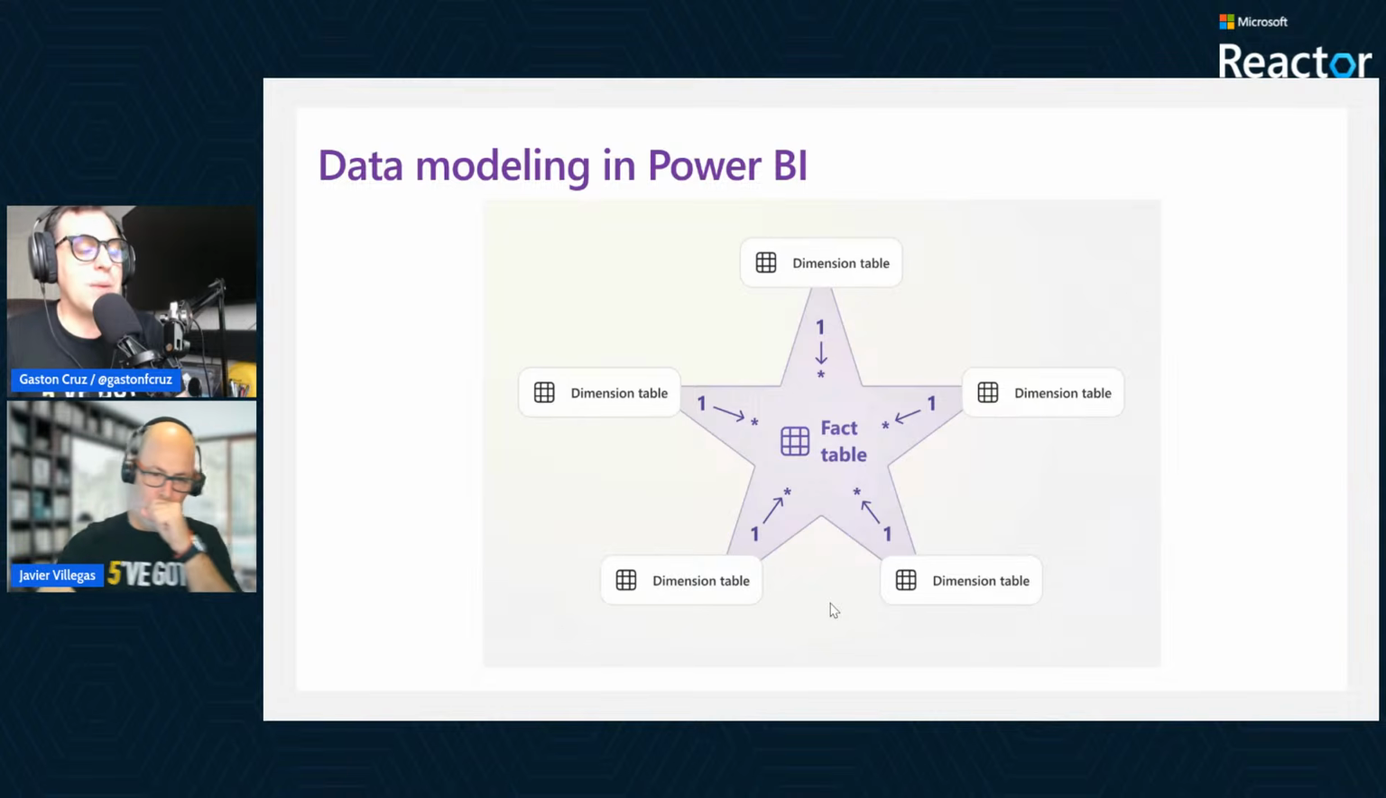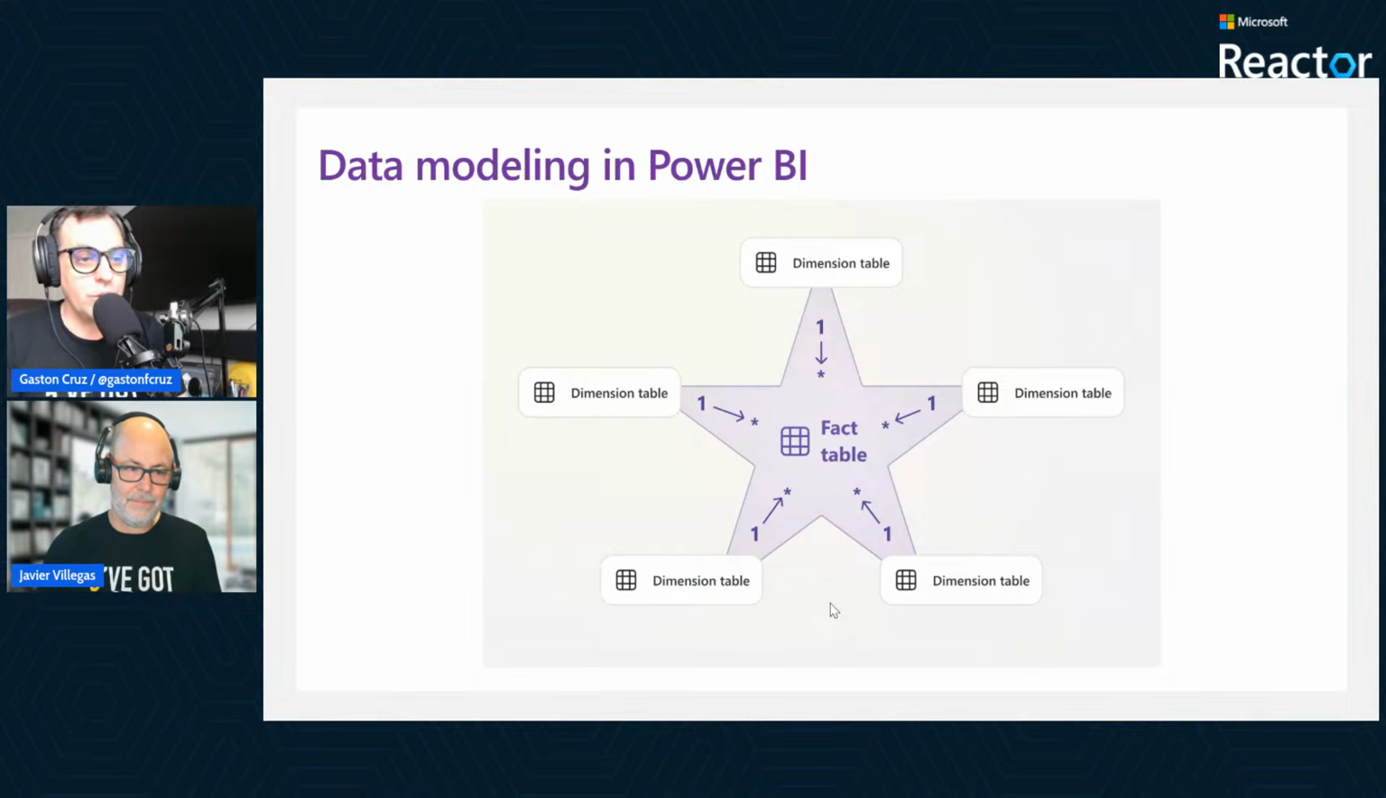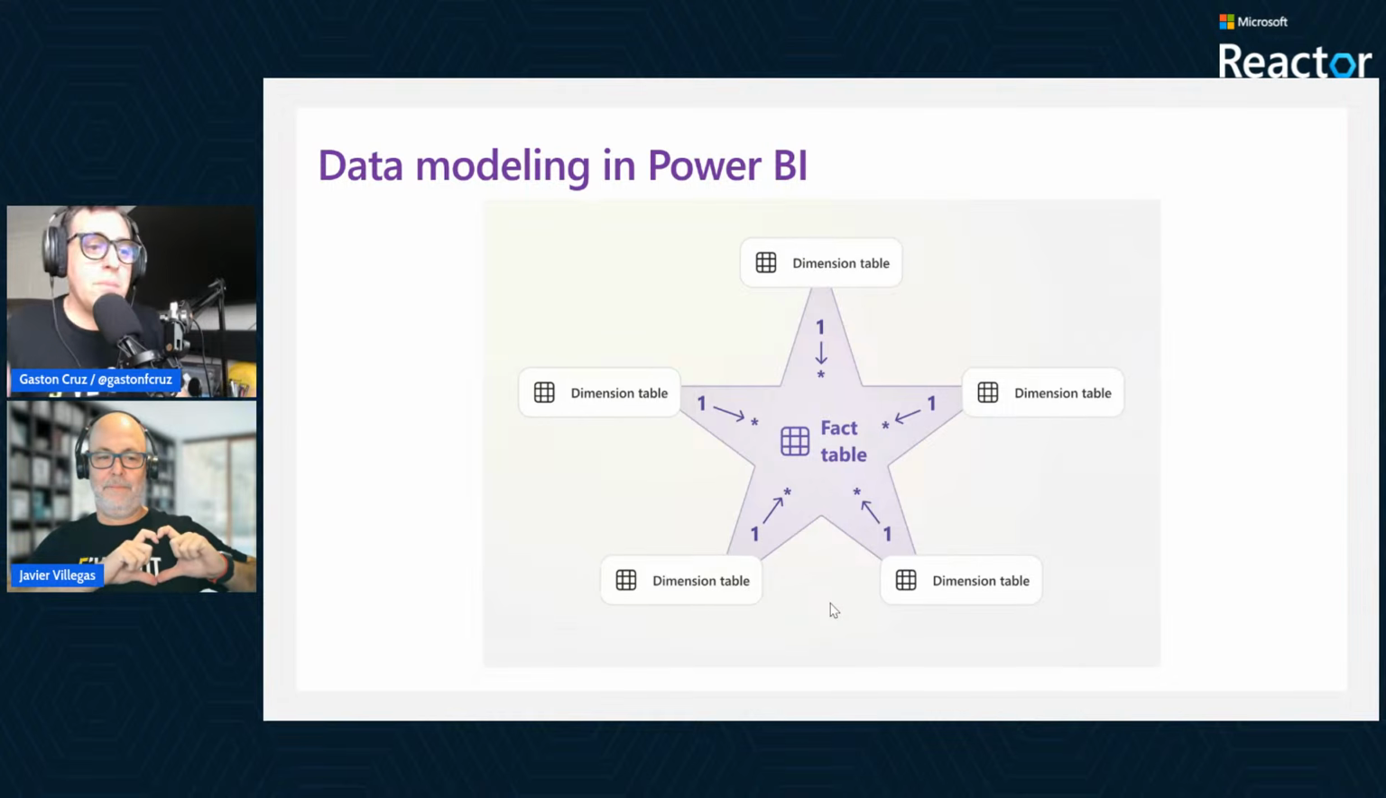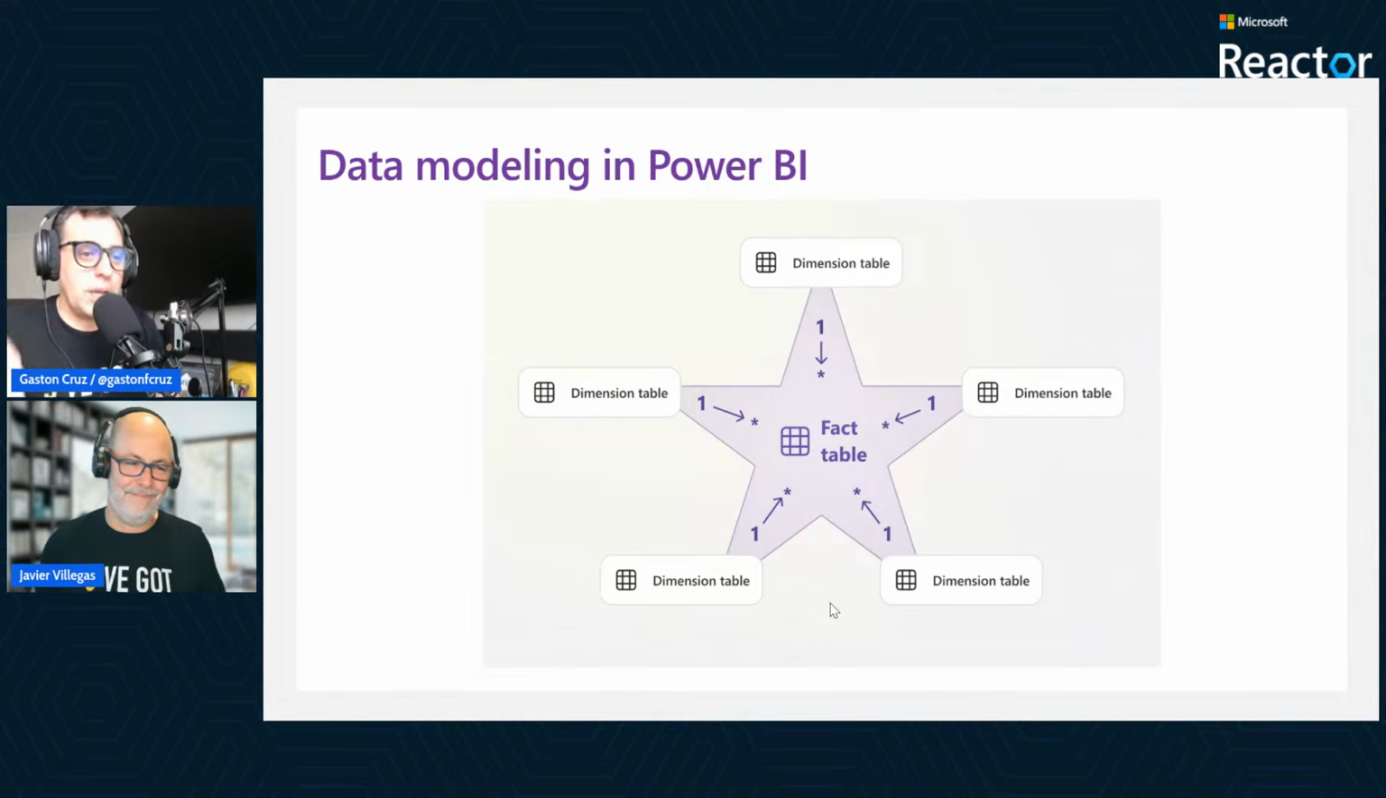So every time you are thinking of a fact table, you are thinking about transactions within your model. And when we're talking about dimensions, we are talking about, for example, elements on that data model itself.